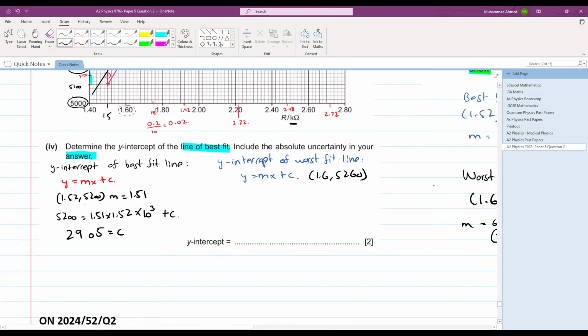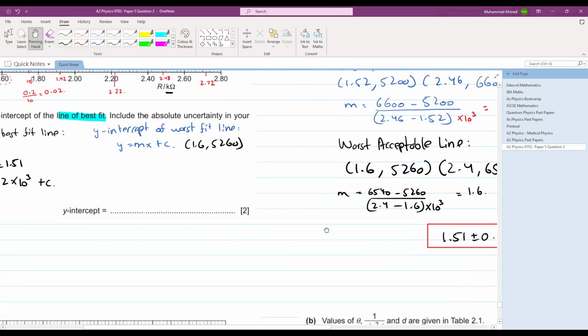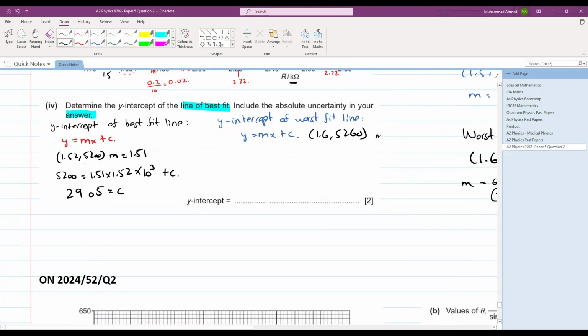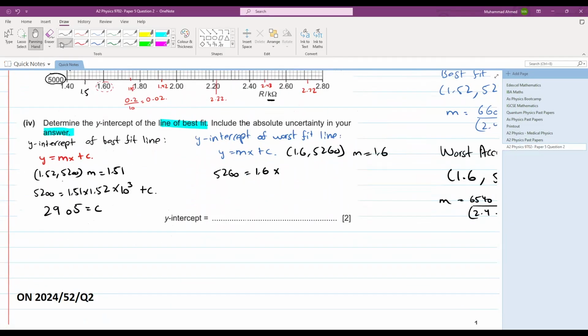Let's do the same thing with the worst fit line. I have taken a point here and the gradient of the worst fit line was 1.6. So let's also write it here. The gradient was 1.6. Y is 5260. Value of x is also 1.6. Yeah, it is 1.6. Very strange. 1.6 into 10 raised to the power of 3 plus c. Can you calculate the y-intercept of the worst fit line? 5260 minus 1.6 into 1.6 into 10 raised to the power of 3. This comes out to be 2700.